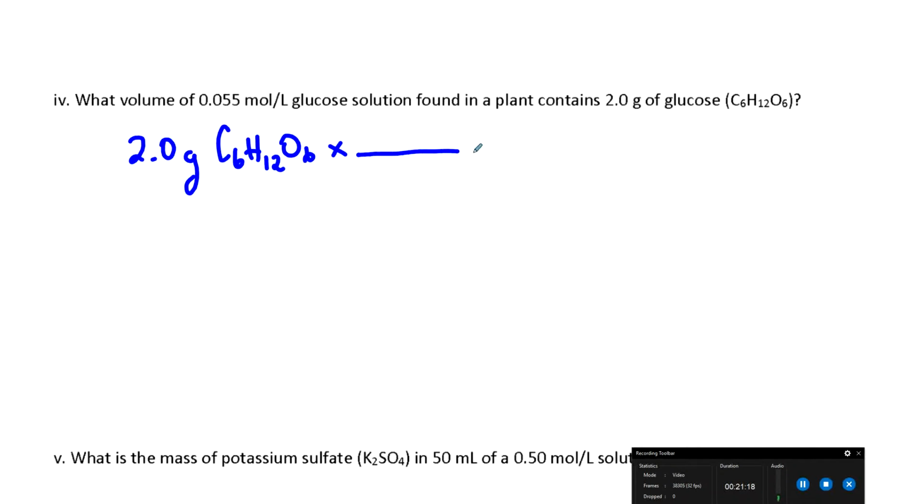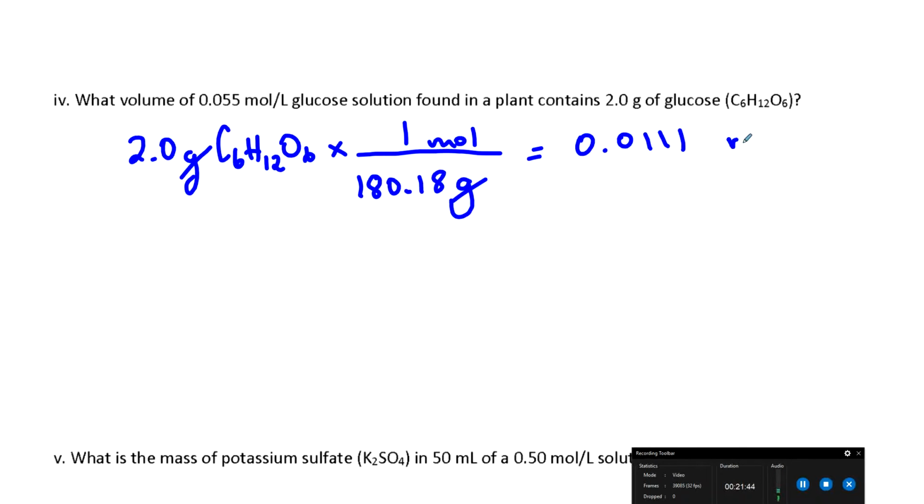C6H12O6, and do this conversion here. Molar mass is 6 times carbon plus 12 times hydrogen plus 6 times oxygen, and that would give you 180.18 grams. So our grams will cancel, and we're going to divide 2 by that number there to get 0.0111 moles. Okay, so now we go ahead and use our formula.